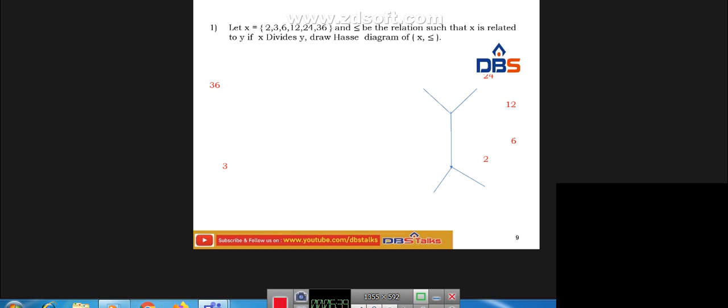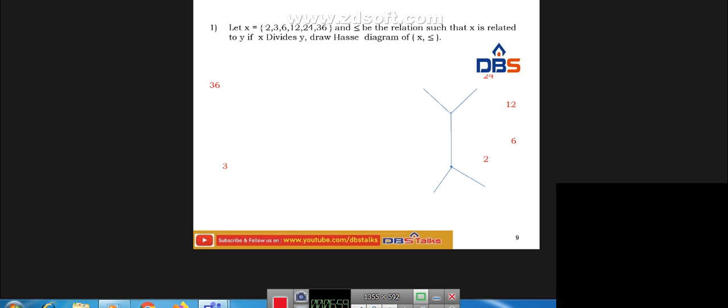Let X equal the set {2, 3, 6, 12, 24, 36}, and let less than or equal to be the relation such that x is related to y if x divides y. Draw the Hasse diagram of (X, ≤). Okay, so how to draw this relation?